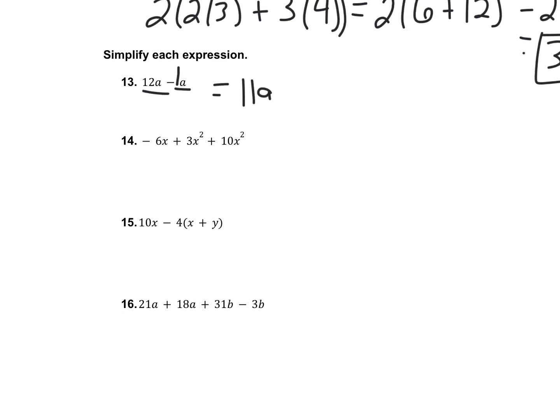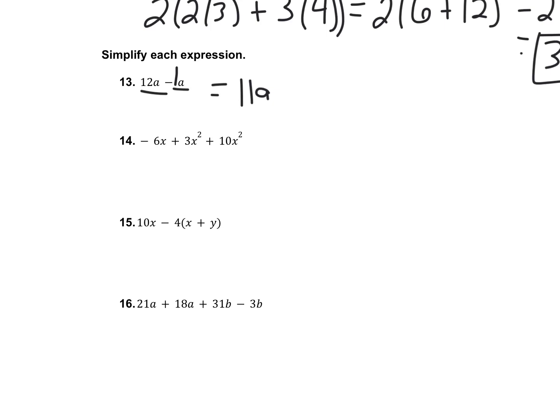I would love if you could underline your like terms so I know that you're understanding what's going on. Okay, underline them. 14. Do we have like terms? Yes. What are the like terms? 3x to the second power, 10x to the second power.